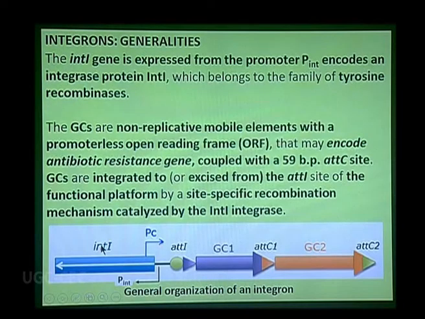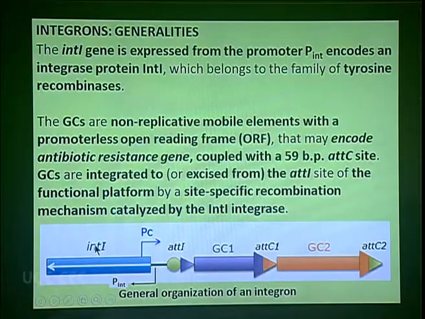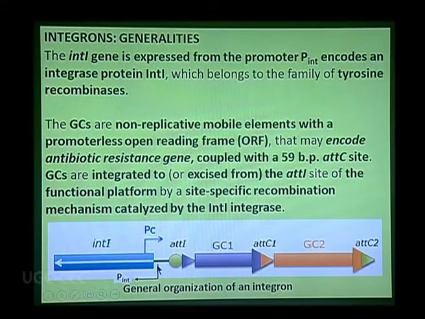Now, this int-I gene actually encodes an integrase enzyme belonging to the integrase family. It's basically a site-specific tyrosine recombinase. The main active site player is a tyrosine residue. This is expressed via this p-int promoter. Now, these gene cassettes contain open reading frames, and in many cases these open reading frames encode information for various different types of antibiotic resistance gene.